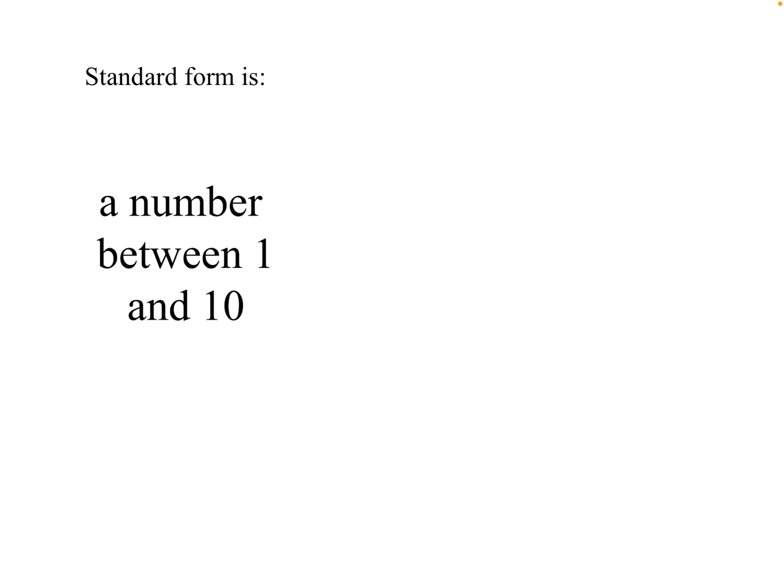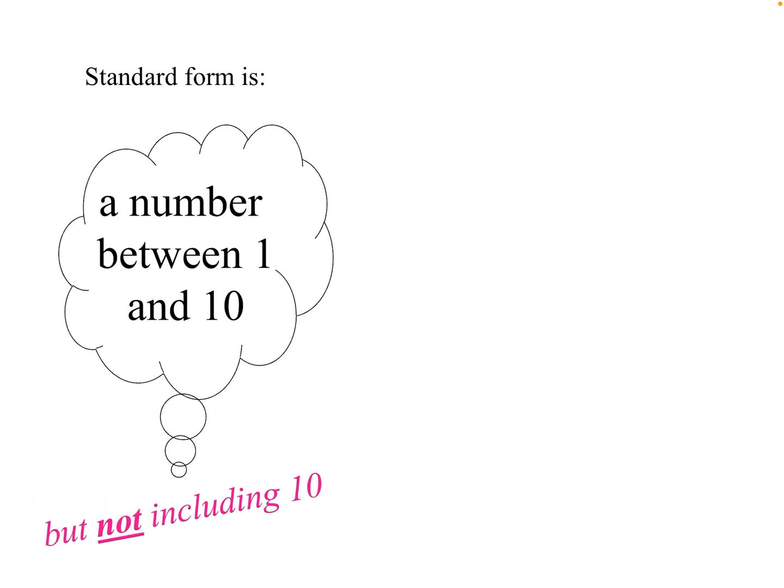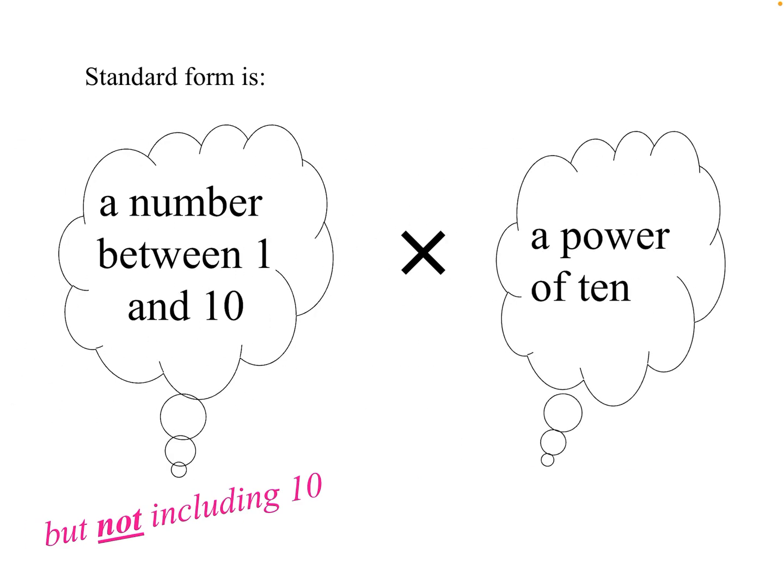Okay, standard form. Now hopefully you remember what standard form is. It's when we take a number and we change it to a number between 1 and 10, but can't include 10, and then we times it by 10 to the power of something. So it could be 10 to the power of 4, 10 to the power of 7, 10 to the power of 20. Or it could be 10 to the power of a negative number, 10 to the power of minus 5, 10 to the power of negative 14.